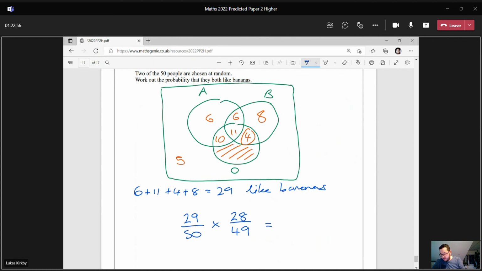And that's going to give me 0.33, let's say, to 2 decimal places.